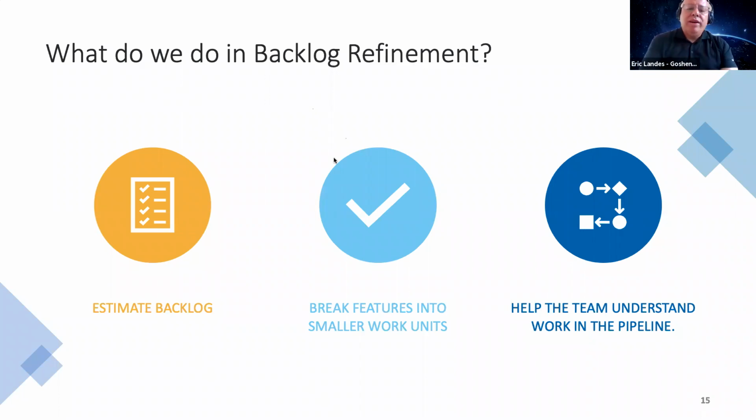So the point is, there's a lot of ways to break features into smaller work units. And I think the important thing when we talk about backlog refinement is that the team is comfortable with what comes into the sprint, the stories or PBIs. And again, helping the team understand work in the pipeline is done in a lot of ways. I would say we typically do that in backlog refinement. Your sprint review is going to give the team and your stakeholders an understanding of that as well.